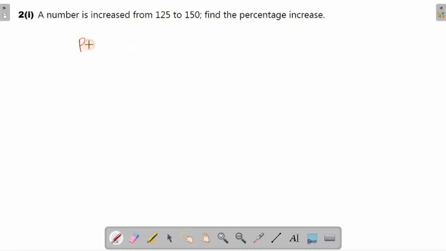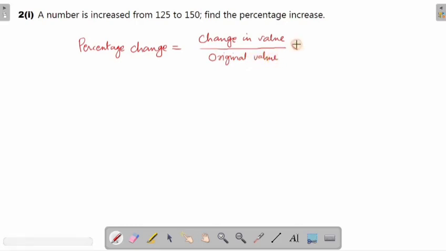So we have percentage increase. Let's not write increase. Sometimes it can be decreased also. So let me write percentage change. Okay, so it is nothing but change in value divided by original value into 100%. Okay, so this is the meaning of percentage change.